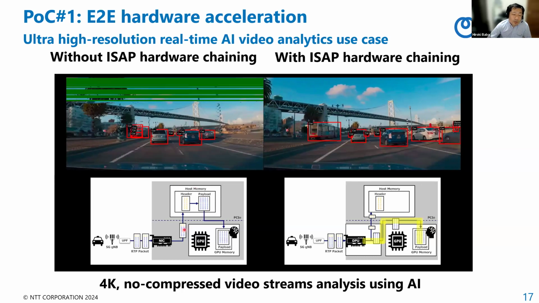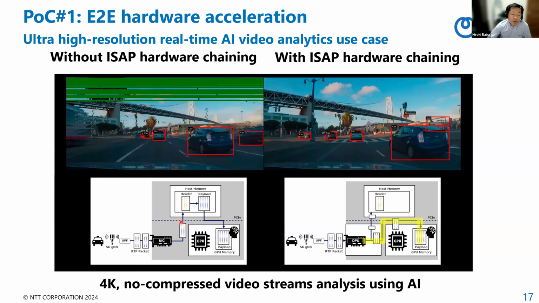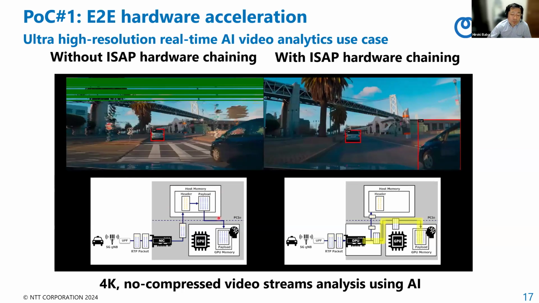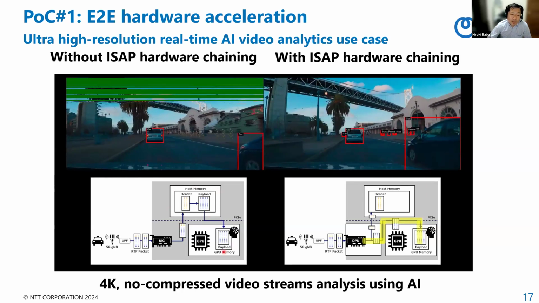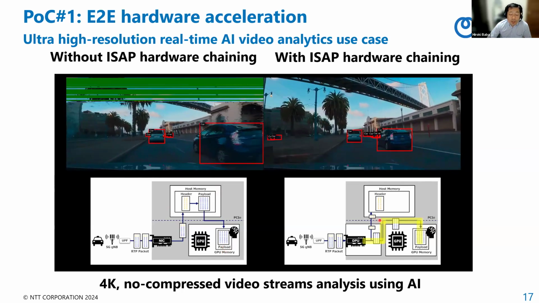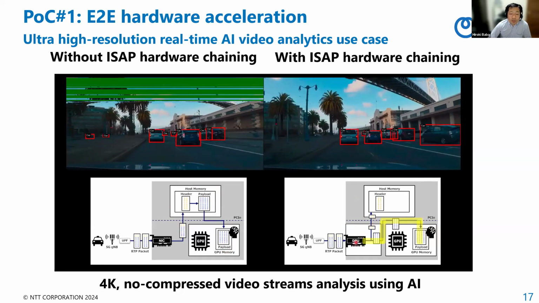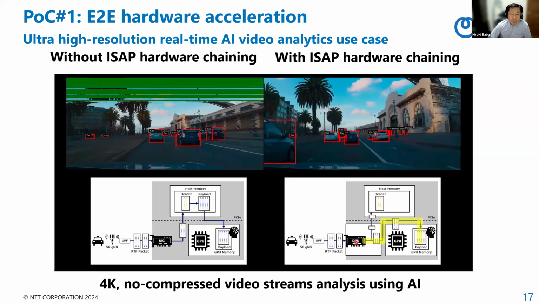The left-hand side involves packet forwarding, and RTP header handling is done in the CPU. After that, the data is transferred to the GPU to analyze the object. But on the right-hand side, there's no CPU involvement in data transfer. So that's the difference, and it makes a significant difference.